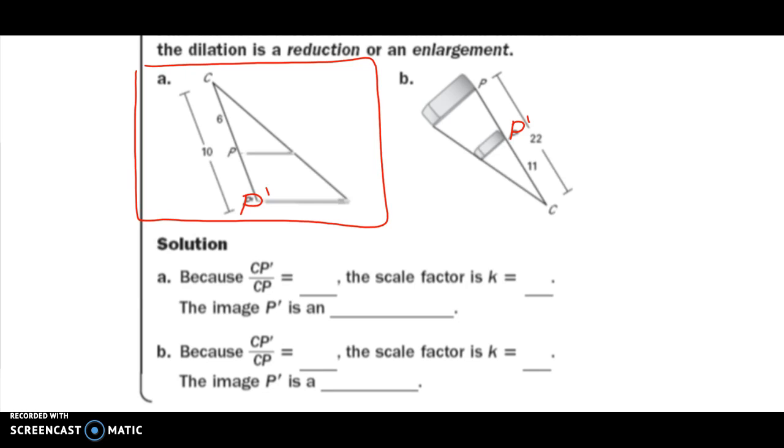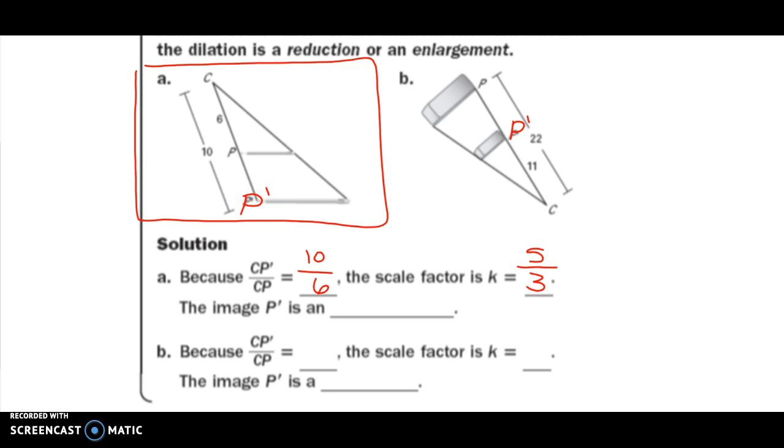So what is the distance from C to P prime? That's the image. C to P prime is 10. So that would be 10 over. We always take the prime and we divide it by the original, the not prime. So how far is it from C to P? 6. 10 over 6. So image divided by pre-image. And then always reduce. So what does 10 over 6 reduce to? 5 over 3. 10 divided by 2 is 5, 6 divided by 2 is 3.